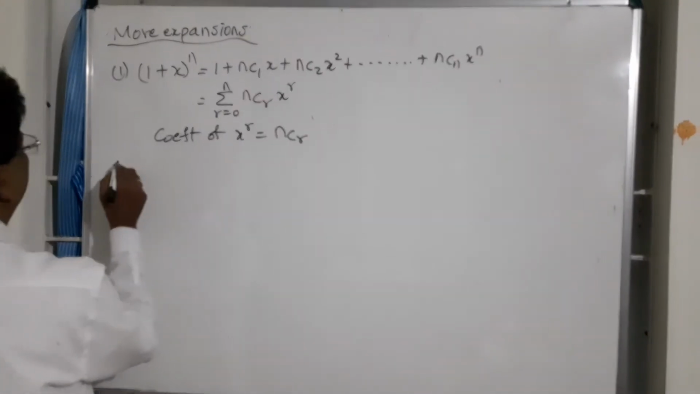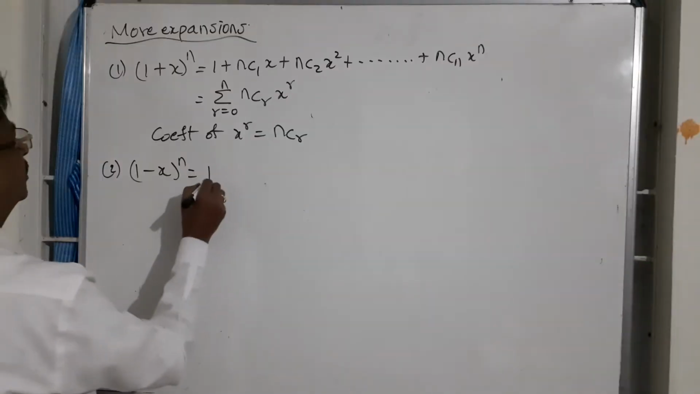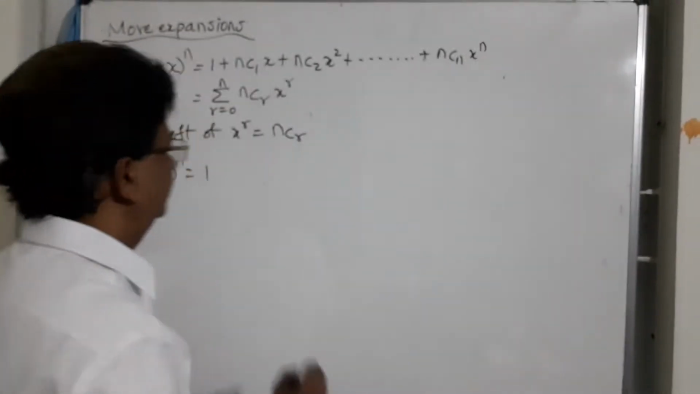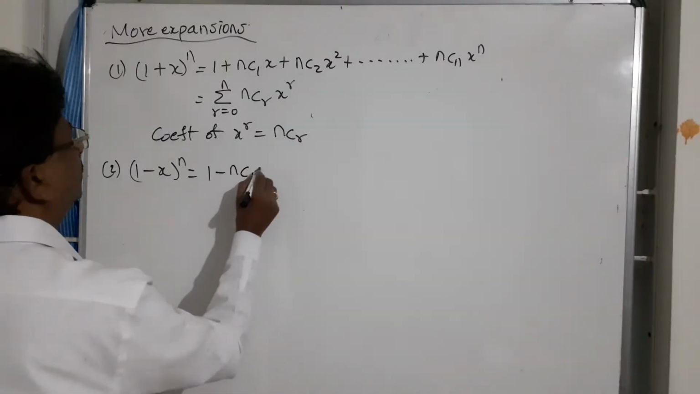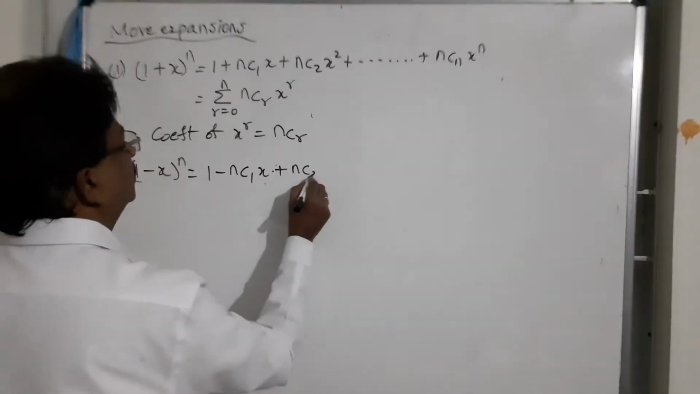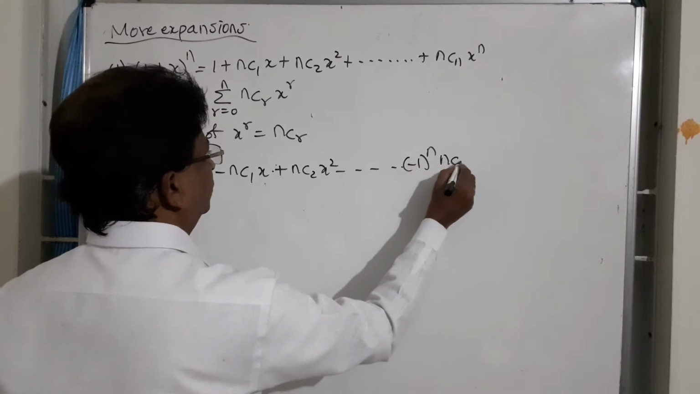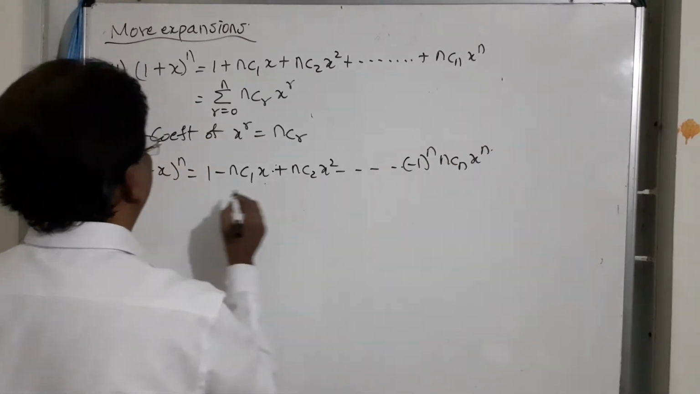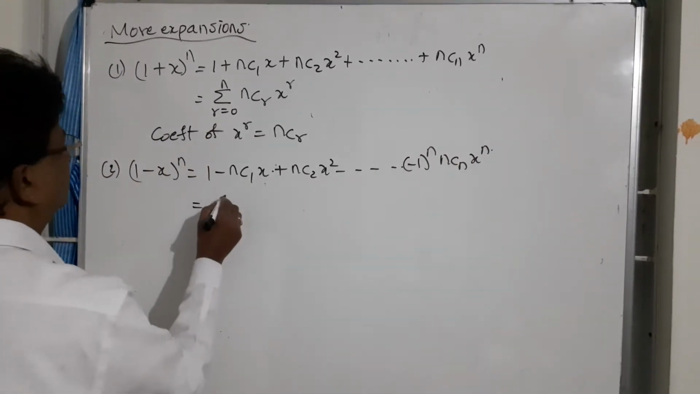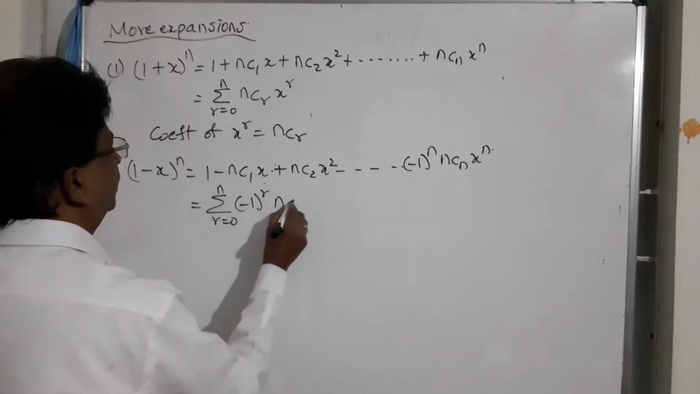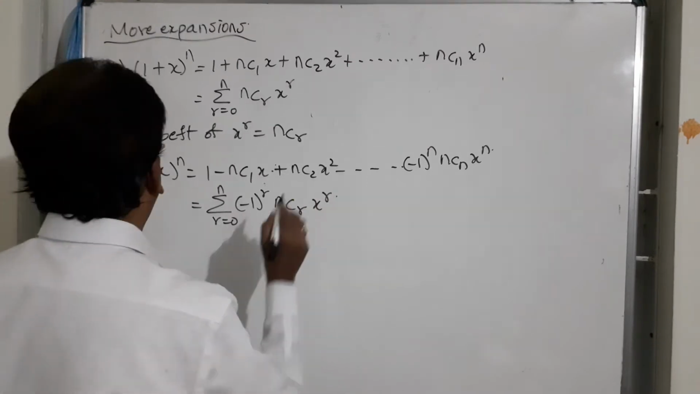Okay, next one, (1 minus x) to the power of n expansion. The same terms but with alternate signs. That is 1 minus nC1 into x plus nC2 into x square minus so on, minus 1 whole to the power of n into nCn into x power n. In sigma notation, sigma r equal to 0 to n, (minus 1) to the power of r, nCr into x power r.